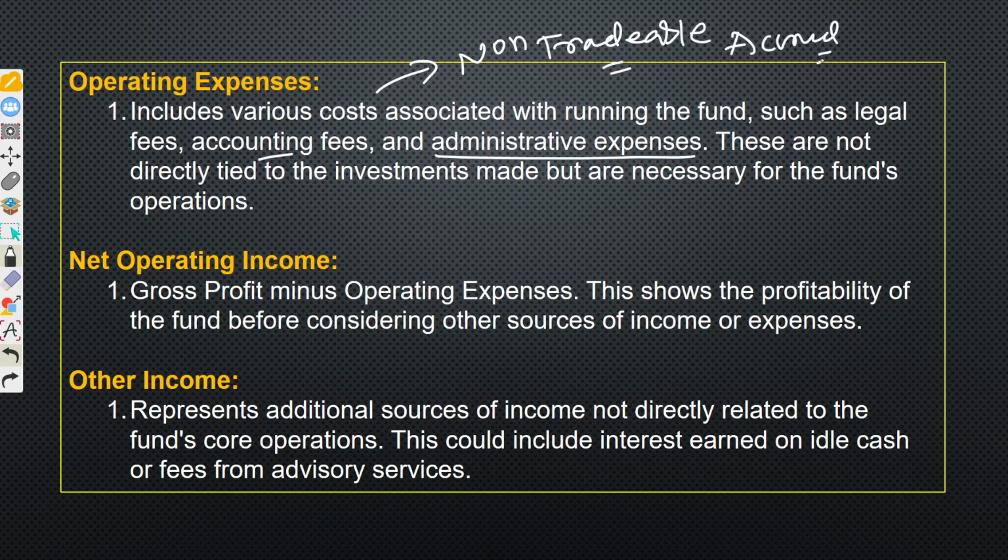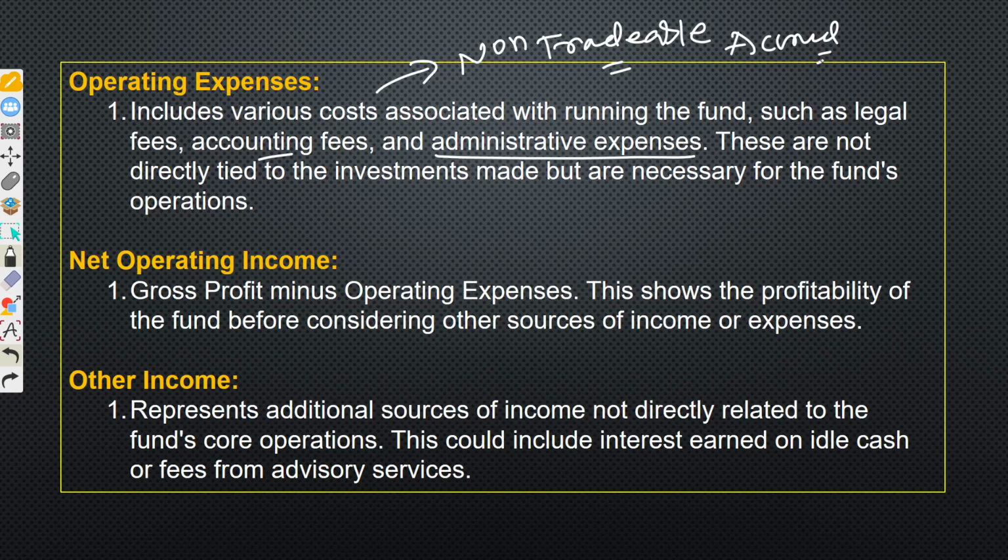Accruals category. If you see any expenses, let's say accounting fees payable, or legal fees payable, or maybe admin expenses which are payable, we'll call them non-tradable expenses, because these are not directly linked with the trading. And if you see trade-related expenses like broker fees, broker commission, broker consulting fees, that becomes your tradable expenses or tradable accruals.